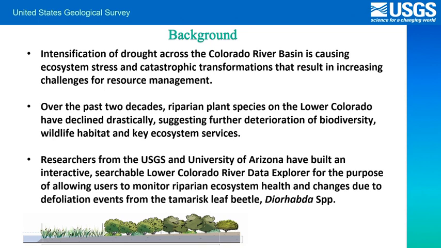So I'll give you a little background. Intensification of drought across the Colorado River Basin is causing ecosystem stress and catastrophic transformations that result in increasing challenges for resource management. Over the past 2 decades, the riparian plant species on the Colorado River have declined drastically, suggesting further deterioration of biodiversity, wildlife habitat, and key ecosystem services.